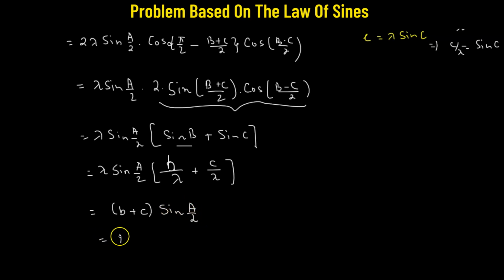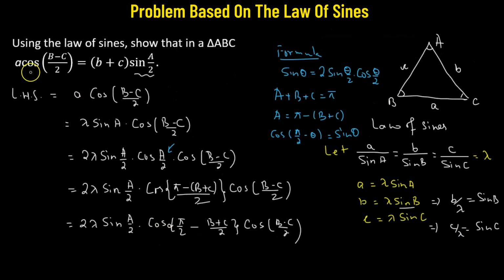And this is the expression on the right hand side. So hence we have successfully shown that a times cosine of (b minus c) over 2 equals (b plus c) times sine A over 2 by using the law of sines.